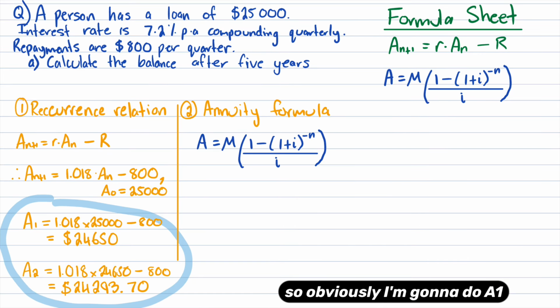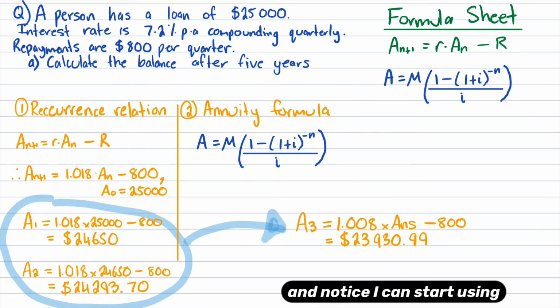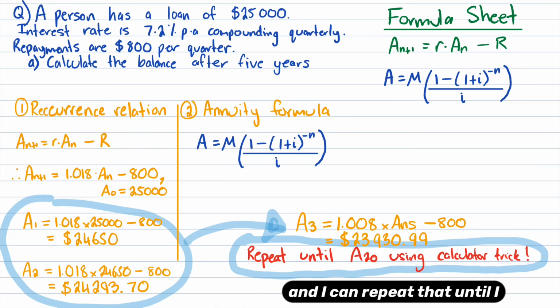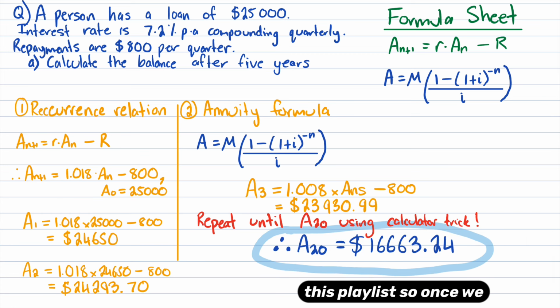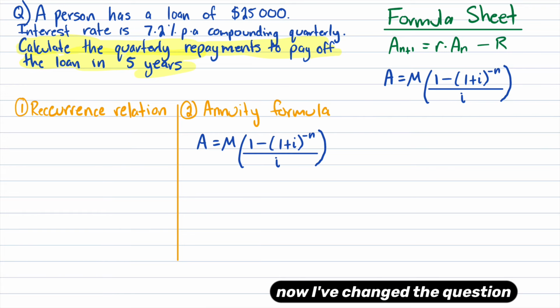So I'm going to do A1 first, and then A2, and then A3. Notice I can start using the answer feature, and I can repeat that until I find A20 using the calculator trick, which I've talked about in another video already in this playlist. Once we repeat that process and keep hitting equals until we get to A20, that's the value that we get.